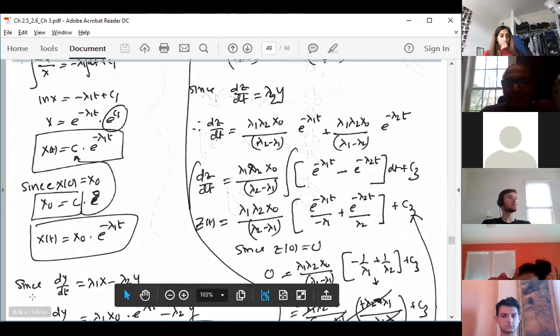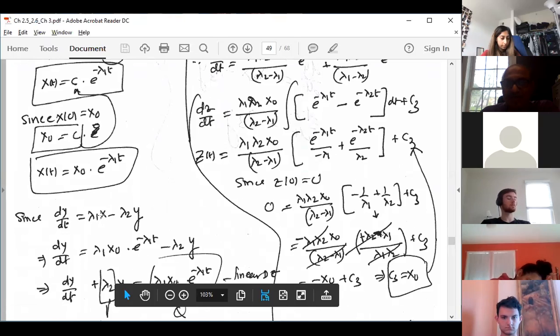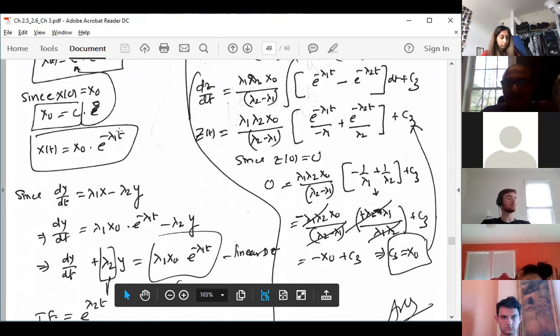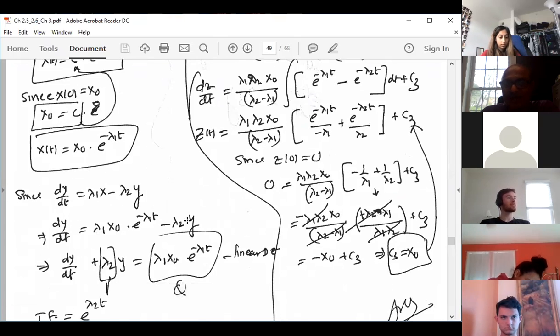My second equation, that is dy by dt equal to lambda 1x minus lambda 2y. Here x is a function of t, y is a function of t, t independent variable. Whatever x(t) I found over here, just plug that x(t) back over here. If you plug this value of x(t) here, you're going to get x0 e to the power negative lambda 1t over here, minus lambda 2y.